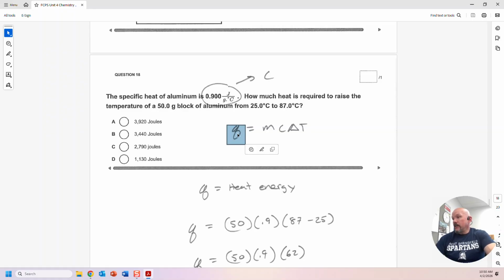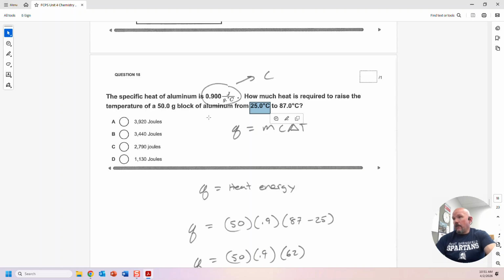But Q is energy. m is mass. c is specific heat capacity. So that's what they gave us here, so that's what I'm going to be plugging in for c. And ΔT is change in temperature. So how do I do ΔT? Final minus initial. So I would do 87 minus 25 would be my ΔT.